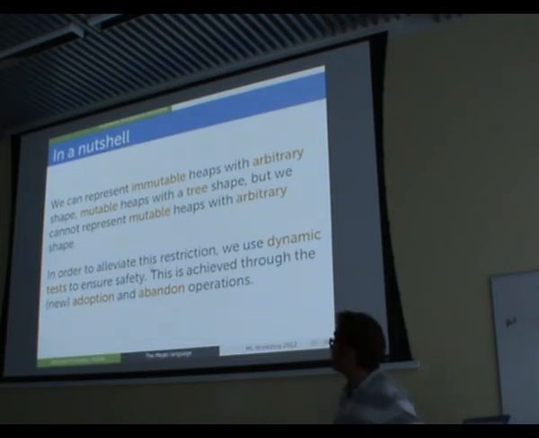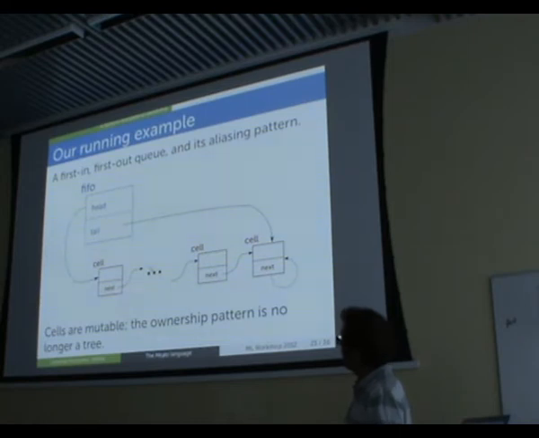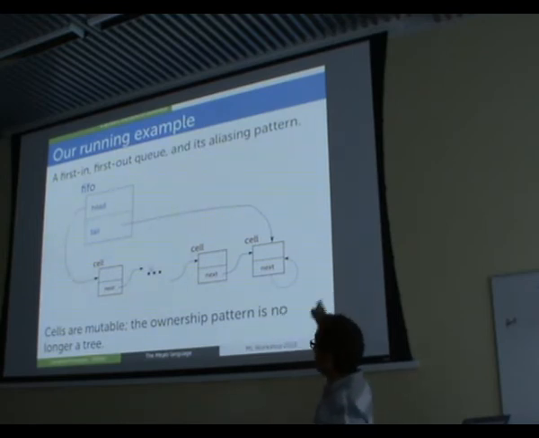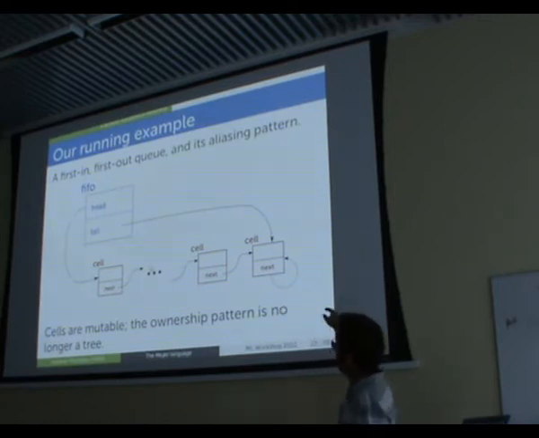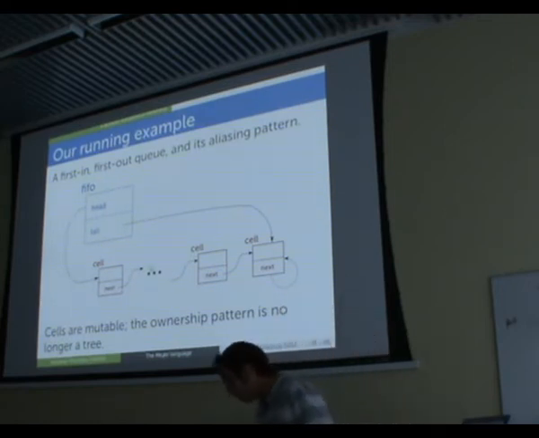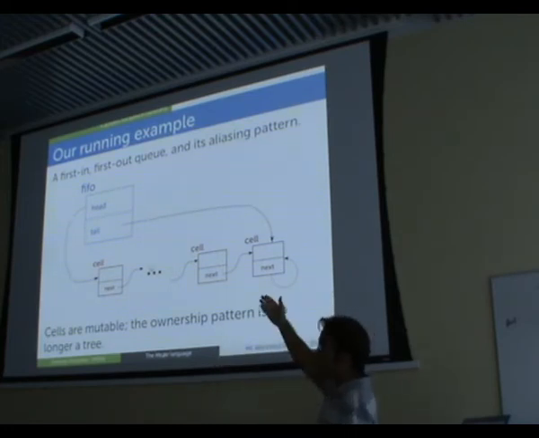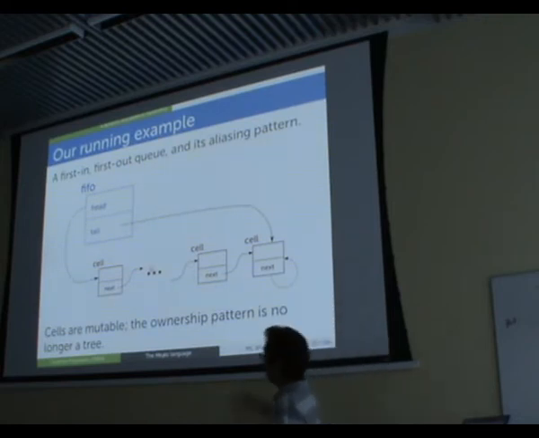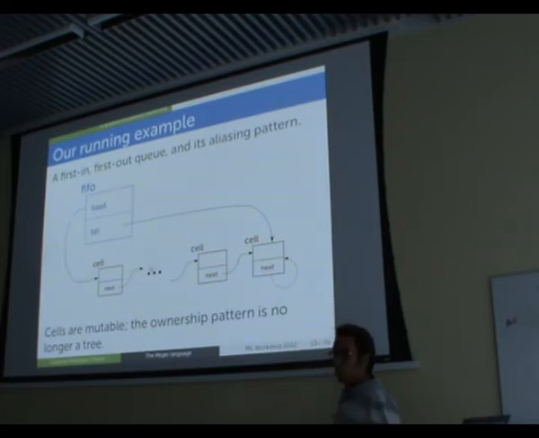And the example that I'm going to use in that part is a queue, a first in, first out queue, a FIFO queue, where, for instance, the last cell is accessible through two different paths: through the head, and then following the next pointer in each cell, and through the tail of the FIFO. So the aliasing pattern here is there's a header object in blue that points to the first element and the last element of the list. Each one of the cells is mutable. You can mutate the next field, and the last element points to itself, so that you do not have to put an option type in the next field.